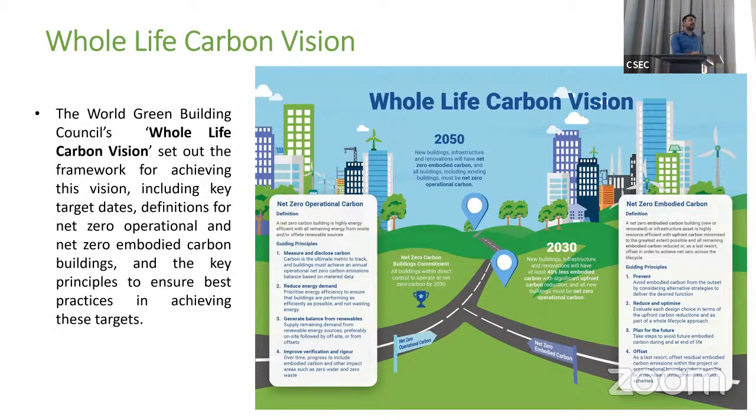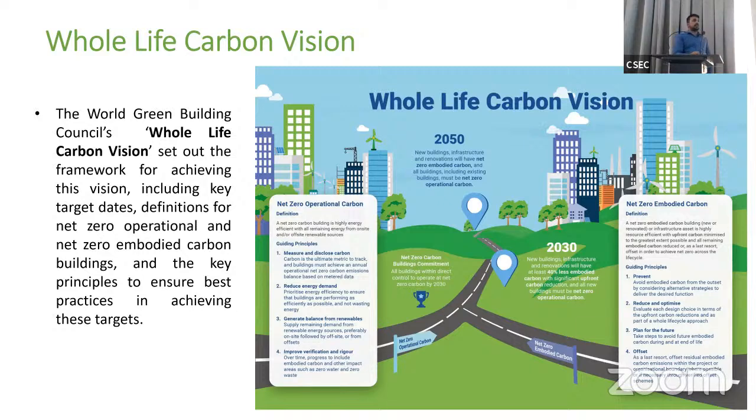There are four guiding principles for net zero operational carbon buildings. The first one is to measure and disclose carbon, that is to measure and track operational carbon emissions. The second step is to reduce energy demand with energy efficiency measures. The third one is to generate a balance from renewables. If the supply from energy efficiency measures is not sufficient, then we need renewables to provide the remaining demand. And going a further step, it also defines including embodied carbon and other areas like zero water and zero waste.